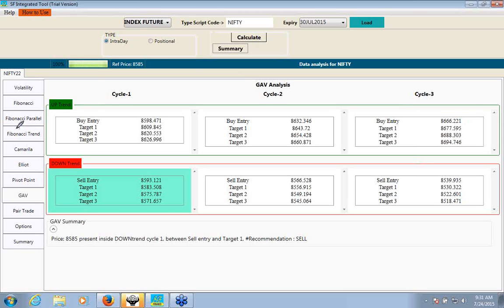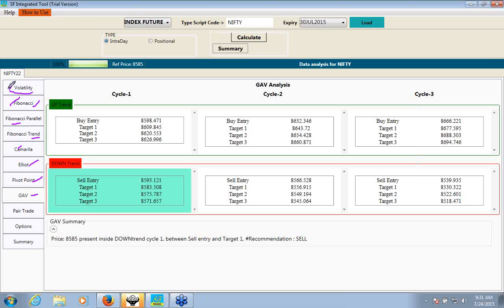This is how the tool looks. There is a login screen. Post logging in, you come to this page. It has Fibonacci study and volatility study. In Fibonacci, we have given 3 studies for you: parallel projection, trend estimation, and Fibonacci retracement. We have also given Cambrilla, Elliot, pivot point, and our newly innovated GAV. These studies we have given to you.